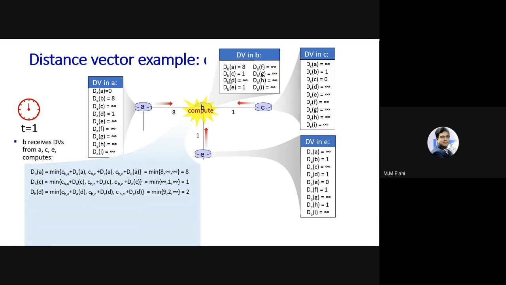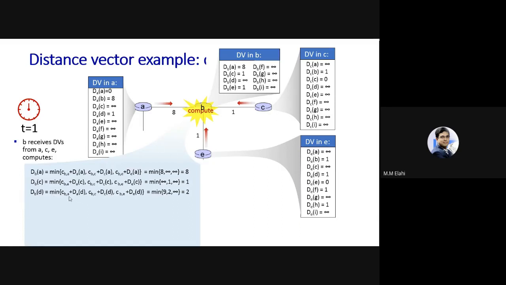Can you see? D B D is infinite. Why? Tell me. Sir, because there is no direct connection. Very good. There is no direct connection, so from B to D there is no direct connection. That's why it was infinite initially. But now let us see, after getting updates from A, C, and E, how this value changes. So see this example, D B D. Again, 3 possible values because there are 3 possible ways B can go to D. It can go through A, it can go through E, it can go through C.